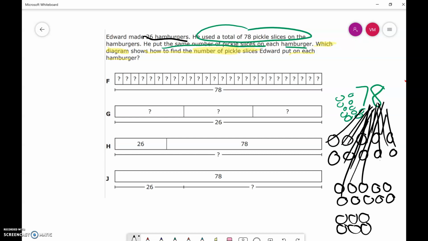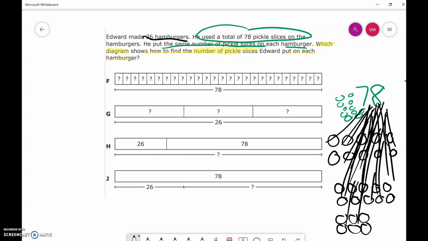Remember, you don't want to have 78 pickles in each burger. So right now it looks like a spider web. Keep in mind, I don't have to solve it. I just need to look for the diagram. Okay, so I did my work first so I can match it.